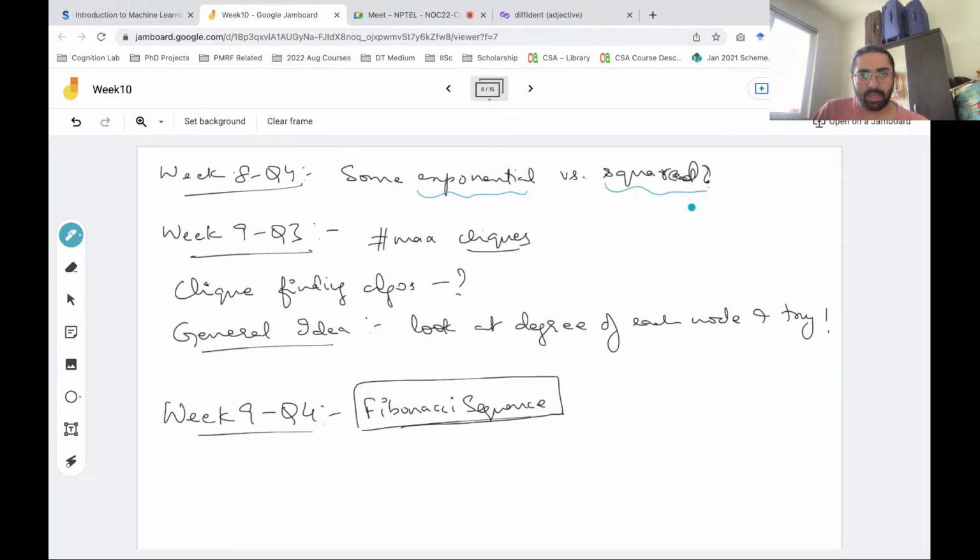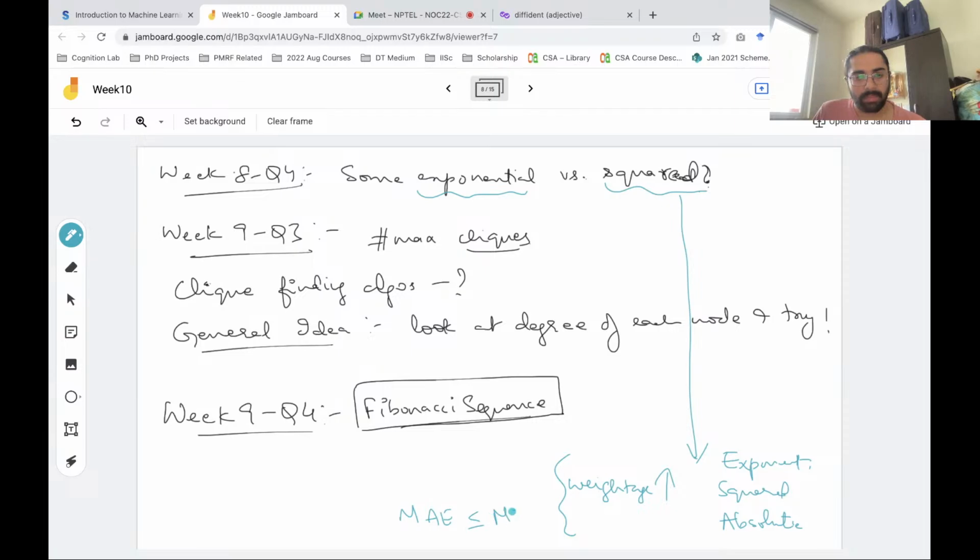Very simply, whenever you have an outlier, the weightage of that particular point in your loss, how much it contributes to your loss, will be higher first for exponential, then squared, and then absolute difference. So on these lines, we generally say that MAE, your mean absolute error, is less sensitive to outliers compared to MSE.